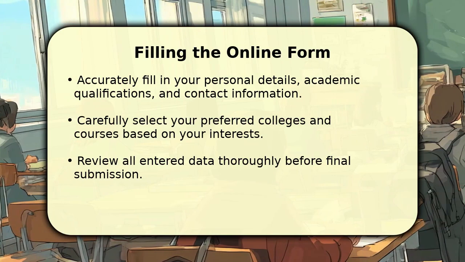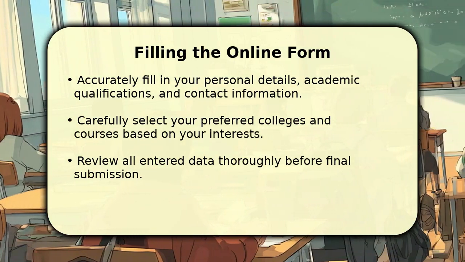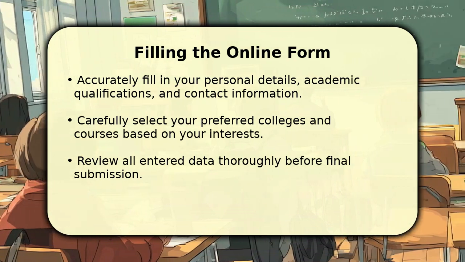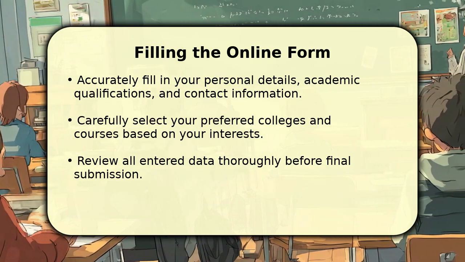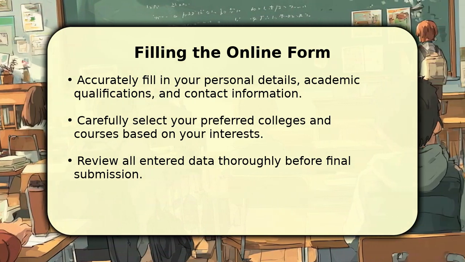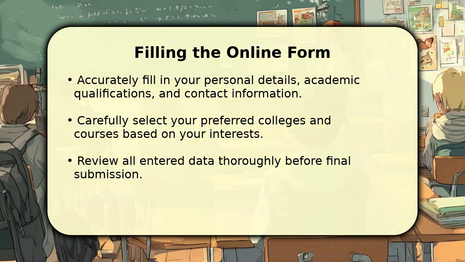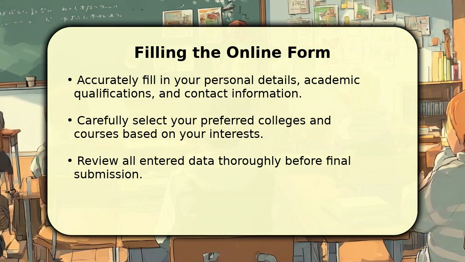Once registered, proceed to fill out the detailed online application form. This section requires precise entry of your personal details, academic scores, and contact information. You will also rank your preferred colleges and courses, so consider your choices carefully. Take sufficient time to double-check every piece of information to prevent any errors before moving on.